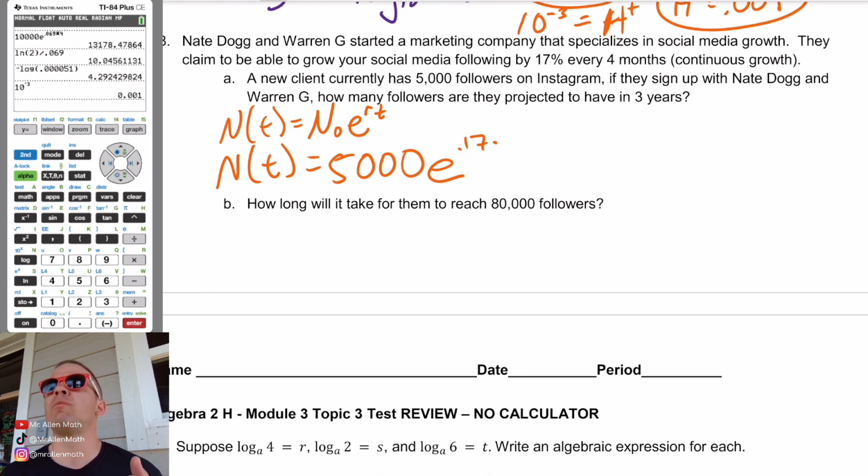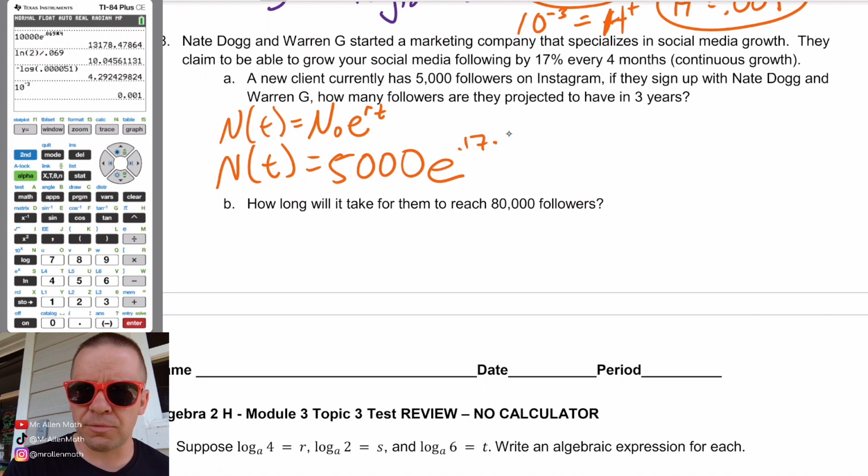Well, how many 4-month chunks are there in a year? We've got 12 months in a year, so 4 months would happen 3 times throughout that year, right? 4 months, 4 months, and 4 months makes a year. So 3 times a year, it'll go up by 17% continuously. For 3 years, that'd be 9, right? So 3 times 3 is 9 right up here then, okay?